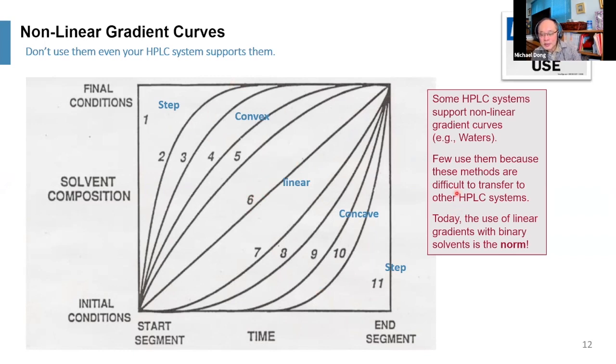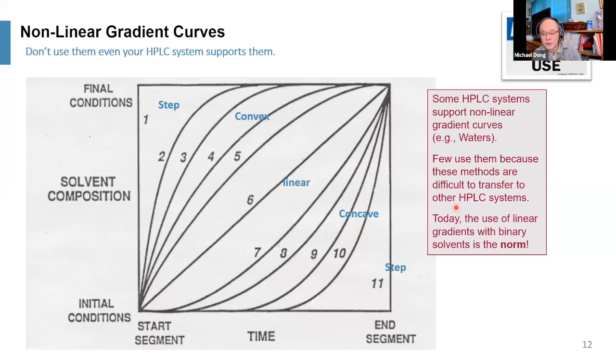Because once you use these type of curve, it's almost impossible to transfer to a different system, right? For instance, if you want to run your method using a gradient curve, which is nonlinear, and transfer it to Agilent, you cannot do it. Okay, so you have to use a Waters system to do that, right? So that is really not good.